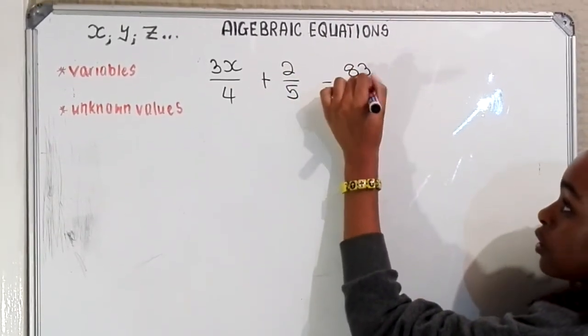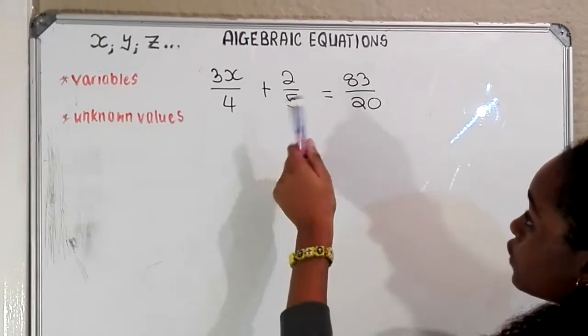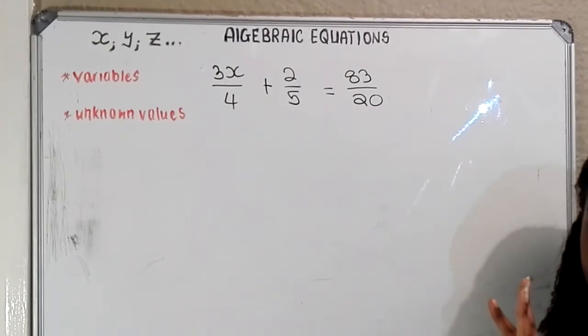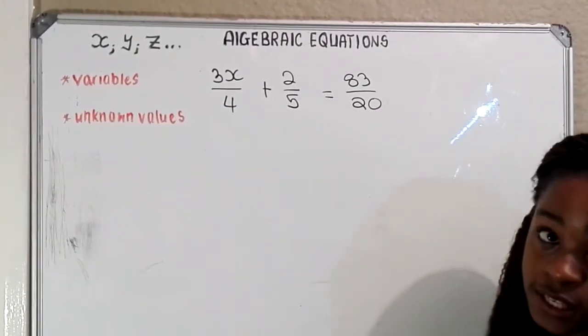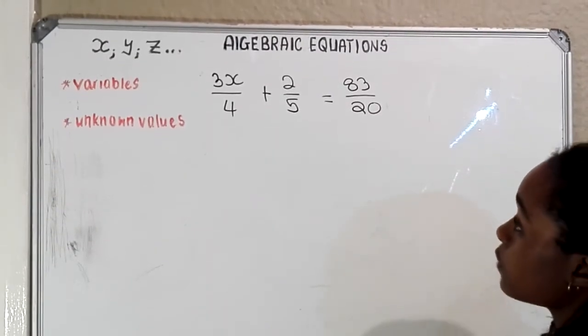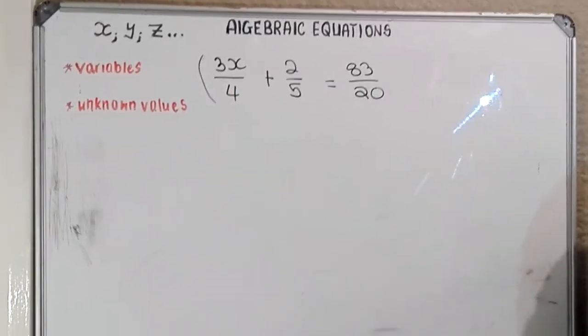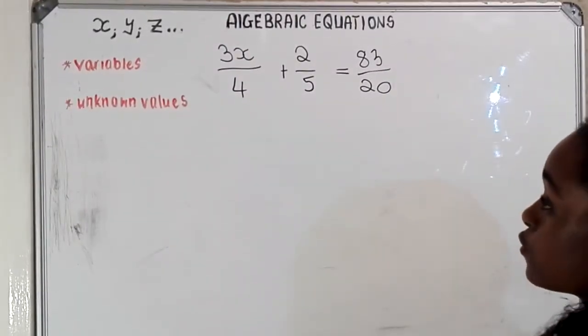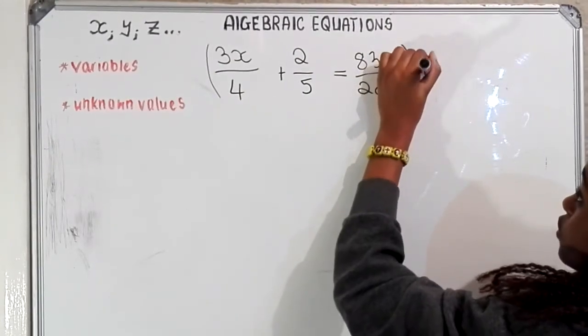Okay, so when I look at 4 and 5, we have three fractions, okay? And the lowest common denominator for all of these is 20. So I'll multiply everything by 20. So the common denominator is 20, so I'm going to multiply everything by 20, okay?